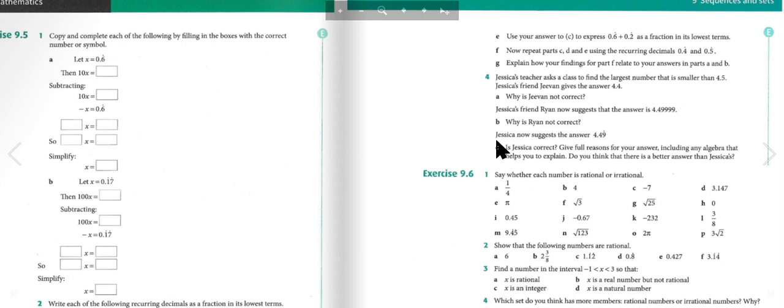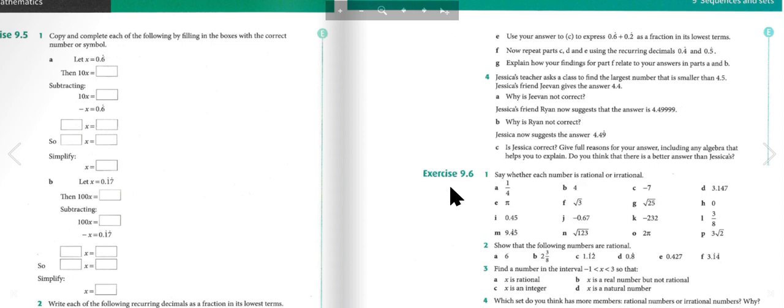So if x equals 4.49 recurring, then 10x equals 44.9 recurring. 9x is 40.5. x equals 40.5 divided by 9, which is 9 halves, which is 4.5. But it's not really quite 4.5 because here, this is not a 5. And no, there is not a better answer than Jessica's.